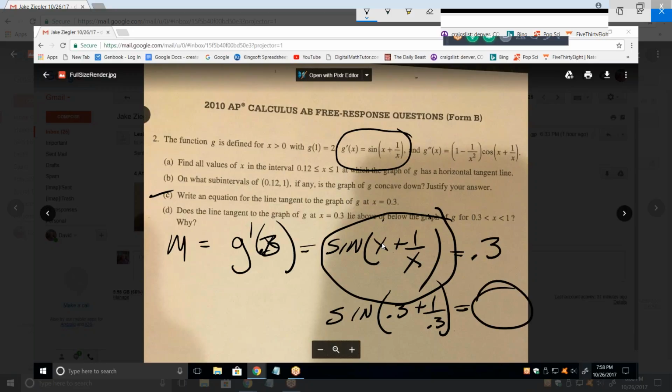And once you get a slope, then you can use point-slope. In other words, you can use this: y minus y1 equals m times x minus x1. Whatever that answer is, that'll be m. And the point, x1 is 0.3. And you have to calculate what y1 is by plugging 0.3 into the original equation, which they don't give us.